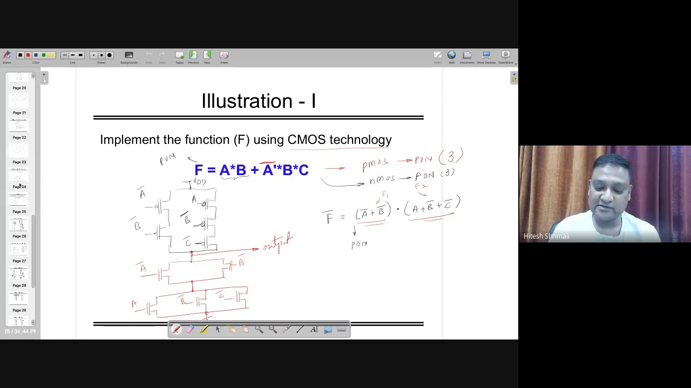I believe that nobody has problem in drawing the CMOS implementation of any function, right? Not even AND gate, NOR gate. You can try with others also, XOR gate, and whichever you like. You can write down the functions, and in case of any difficulty, you can get back to me.